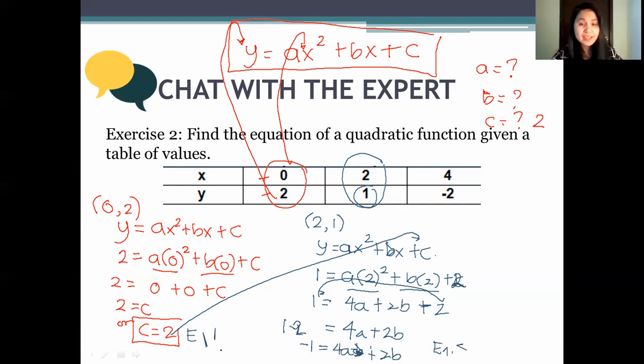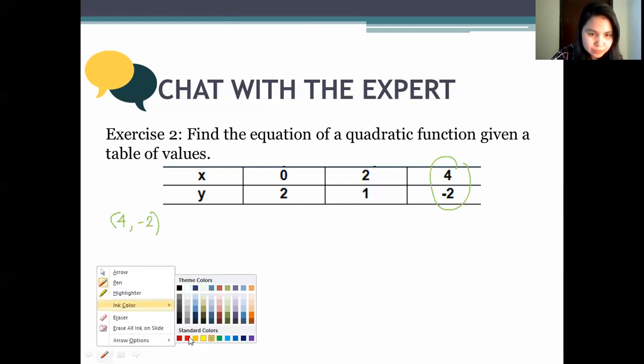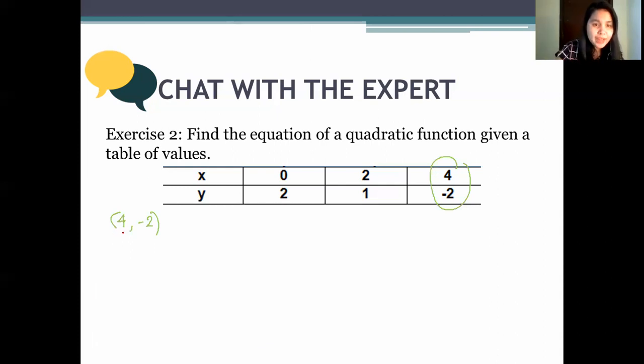Now you're not yet done. That's the end for the second ordered pair because we could no longer simplify it. Let's go to the third one. Ready? The third one, we have, where's my pen? Sorry, I'm looking for my pen. Here. 4 and negative 2. Let me change. It's not so visible.